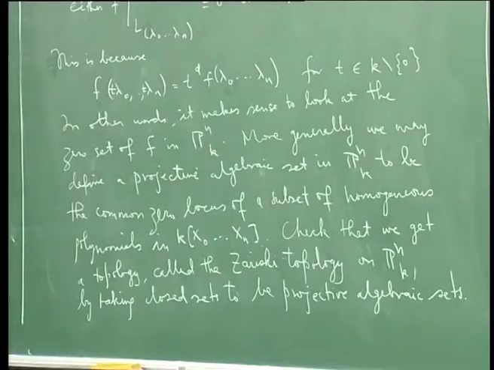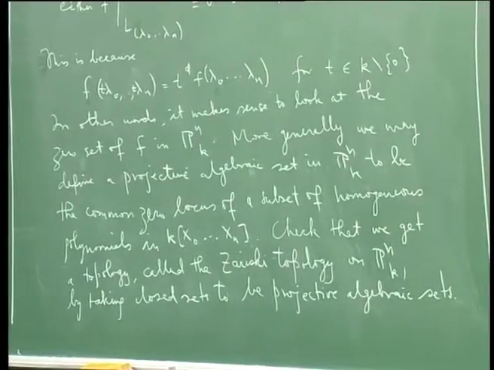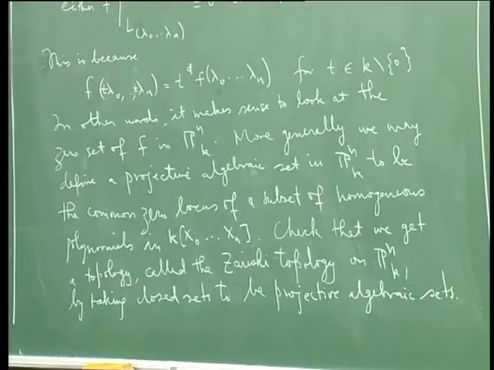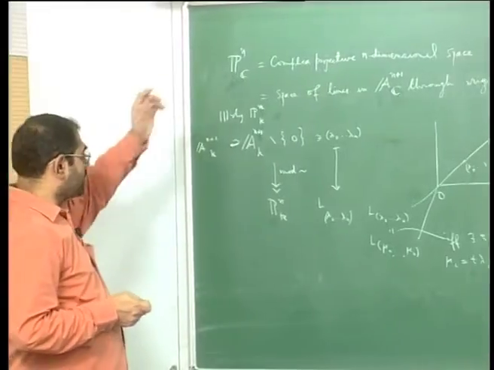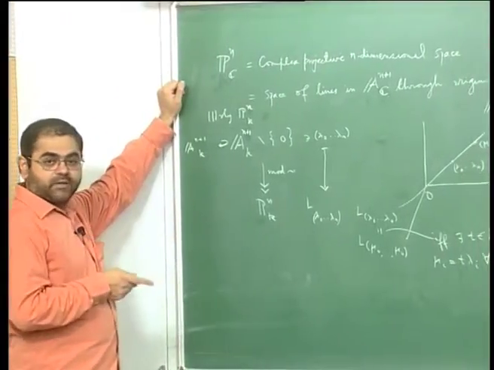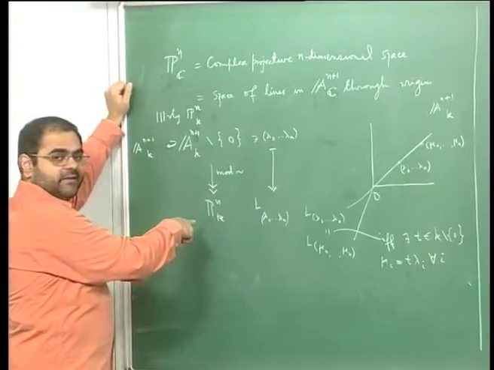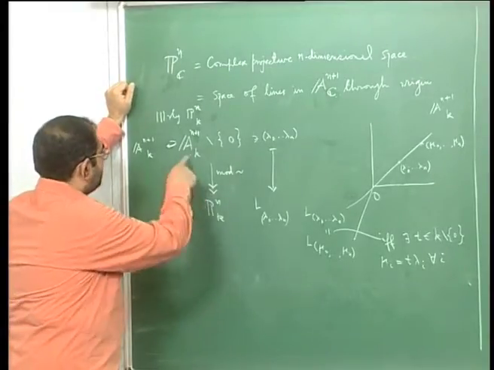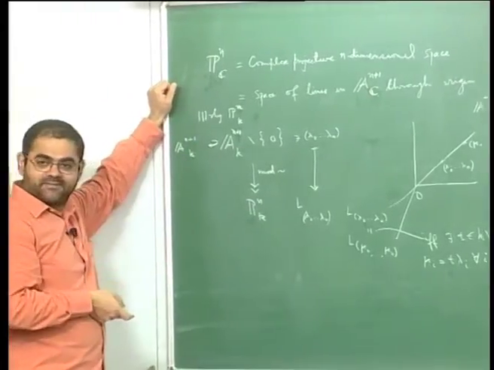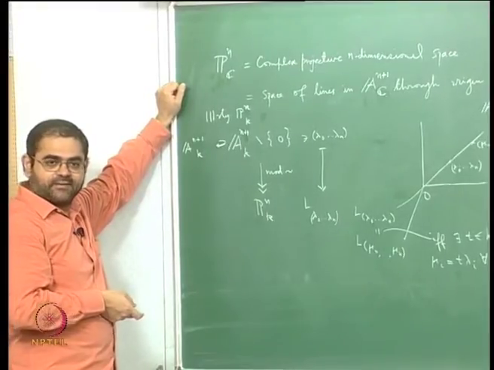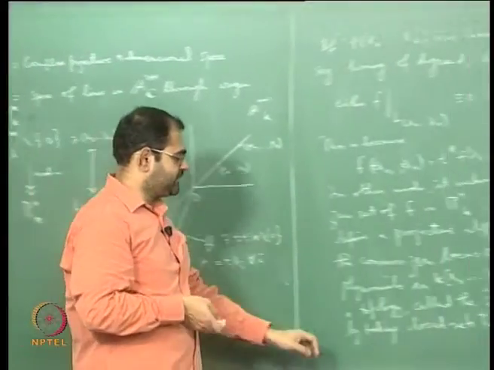Okay, if you take projective algebraic sets to be closed sets, you get a topology on projective space, and that is called the Zariski topology. And the fact is the following: that topology is the same as the quotient topology that you get from the Zariski topology on top.